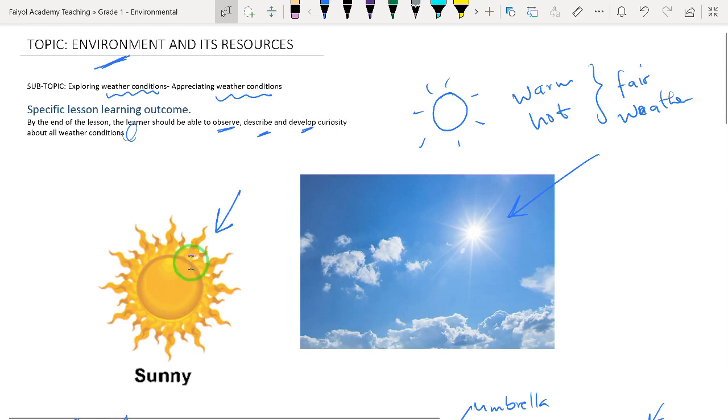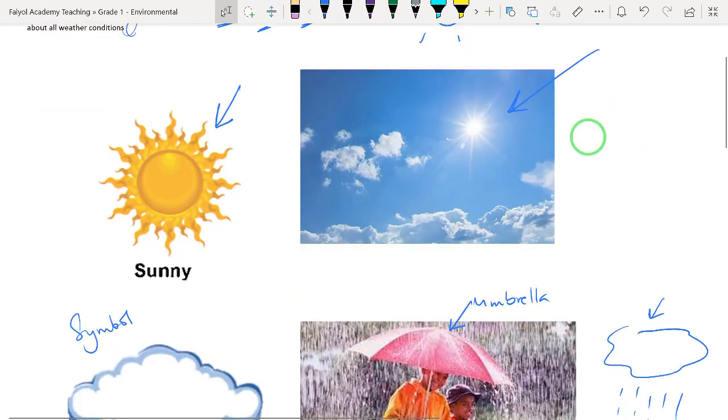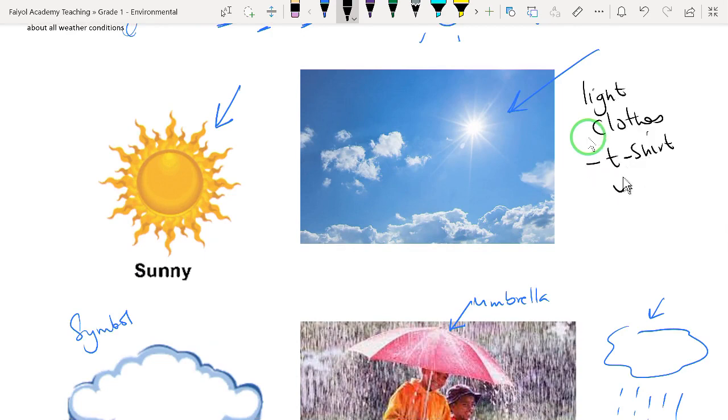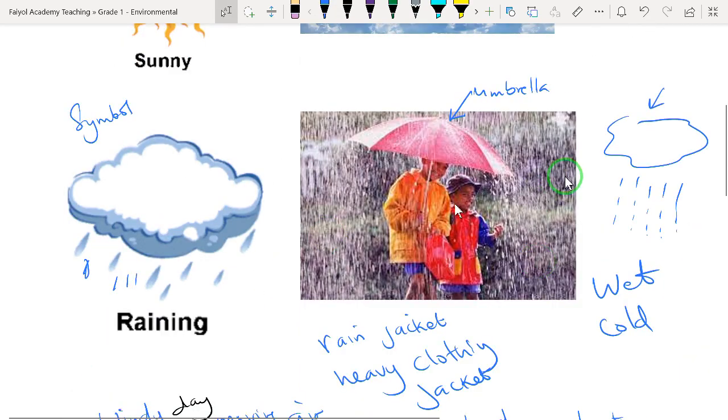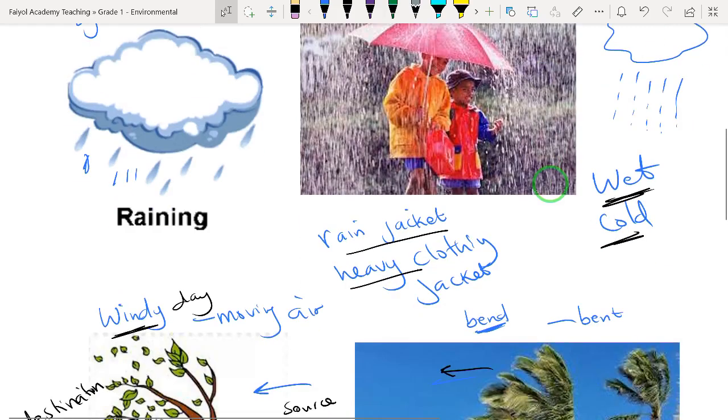One of them is sunny, and when it is sunny, it's warm or hot, and we describe it as fair weather. And on that day, we just wear light clothes, like a t-shirt or vest or just a plain shirt. But on a rainy day, we say the weather is cold and wet. And on that day, when it is rainy, we put on the weather jacket. We put on heavy clothing.